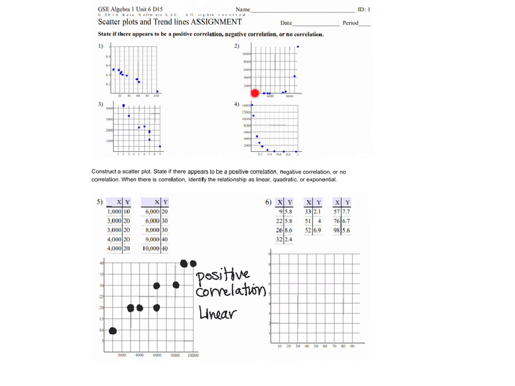Just the way they go, this one starts off kind of flat and it increases quickly. This one decreases and then kind of ends up flat. So these would both have what I would call exponential correlation. And quadratic correlation, remember, that's going to have a parabola with it.